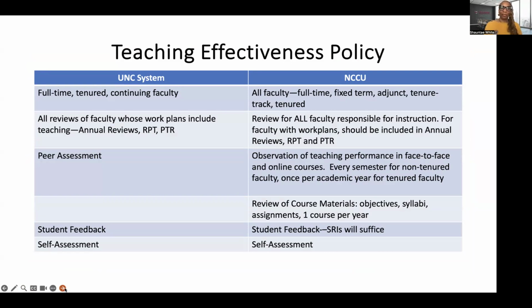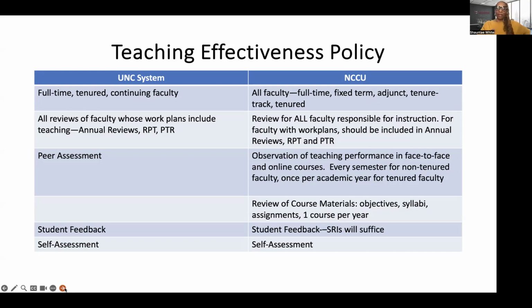For the UNC system, it's all reviews of faculty whose work plans include annual reviews, reappointment, promotion and tenure, and post-tenure review. And the same is true for NCCU. For peer assessment for NCCU, it is an observation of teaching performance in face-to-face and online courses. It's every semester for non-tenured faculty and once per academic year for tenured faculty.